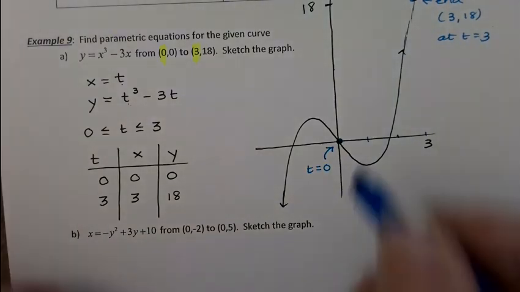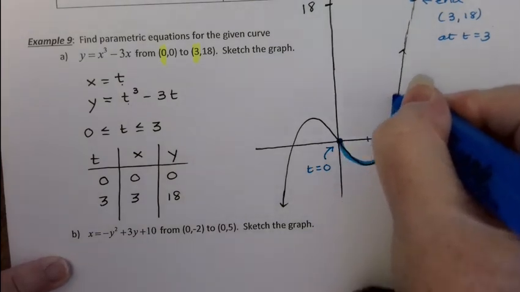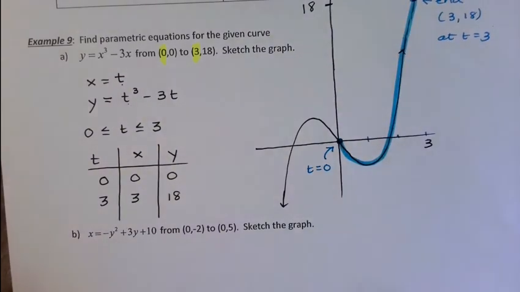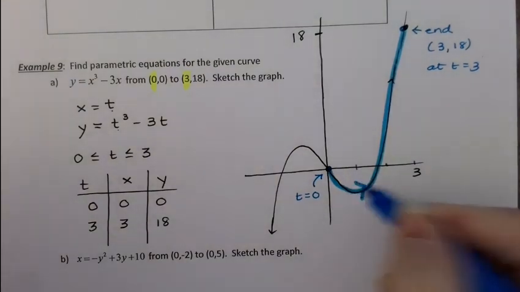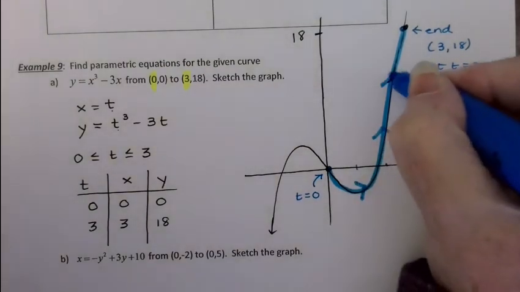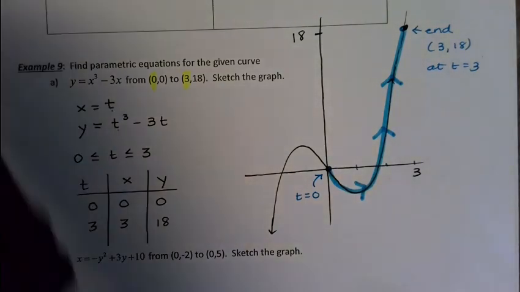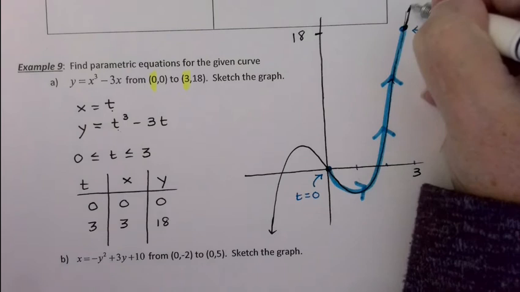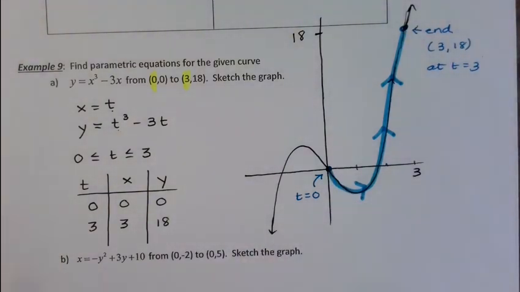So in fact, I don't have the entire graph. I really just have the portion between the start and end points. I start at t equals 0, so this is the direction of increasing t, like so. The full graph, of course, continues on beyond that and continues this way, but my portion is just that part.